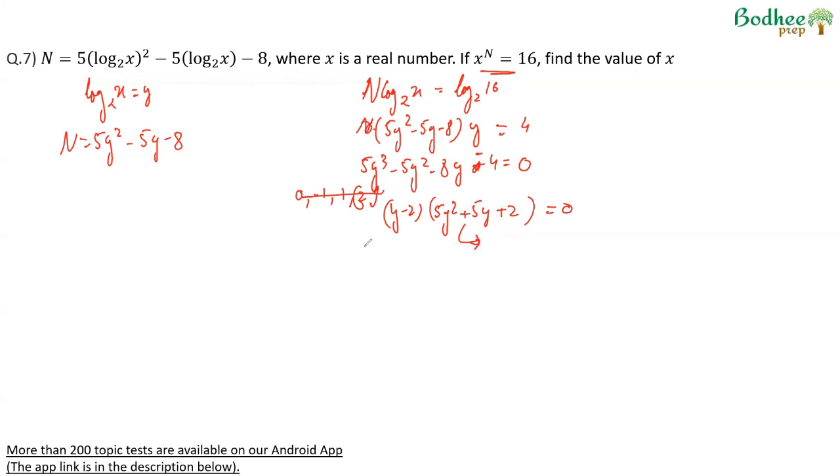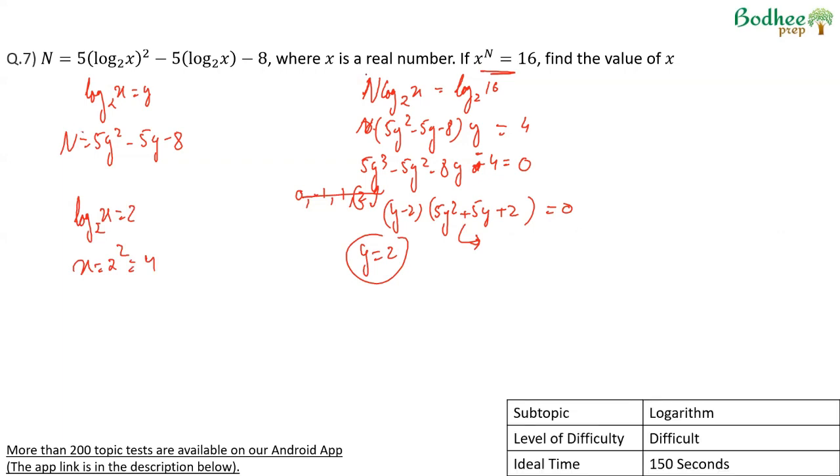The only possibility of a real value of y is when y minus 2 is 0, so y is equal to 2, which means log of x to the base 2 is equal to 2, which means x is equal to 2 square, which is 4. And that becomes my answer.